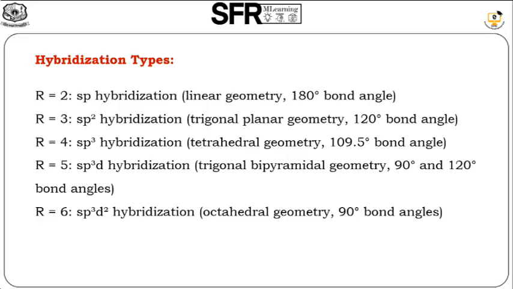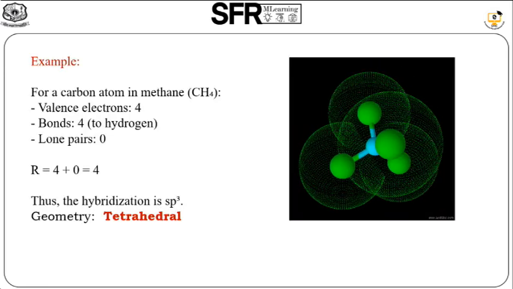R equal to 5 means sp3d hybridization. The geometry is trigonal bipyramidal, and the bond angle is 120. If the R value is 6, it means sp3d2 hybridization. The geometry is octahedral, and the bond angle is 90 degrees. Now we see one example.